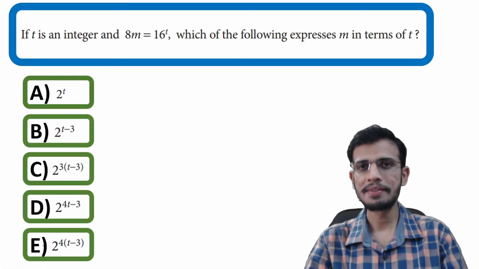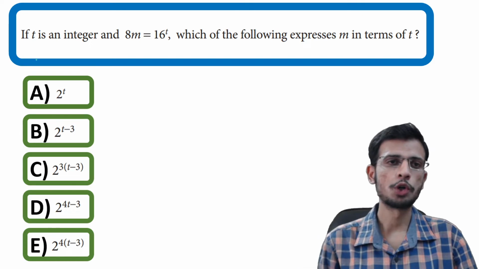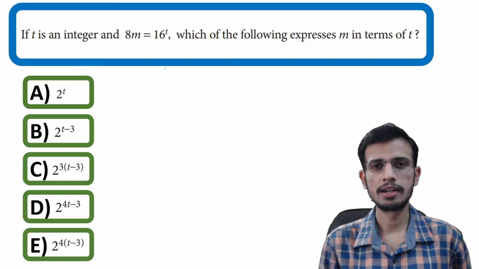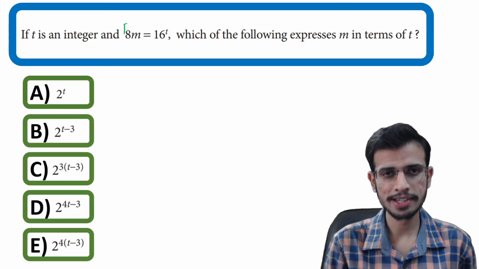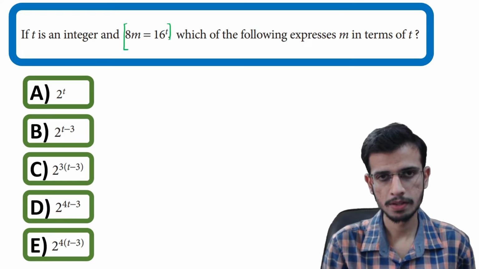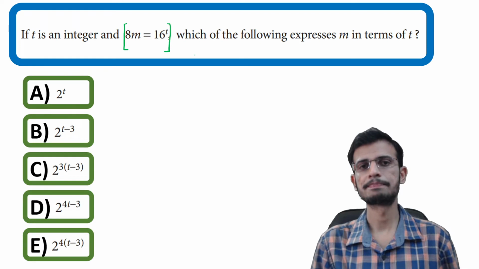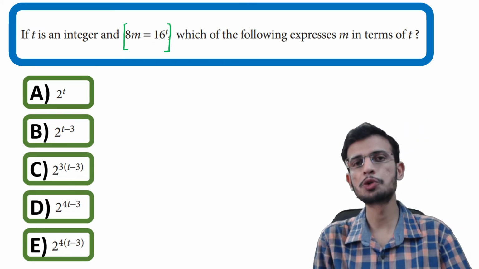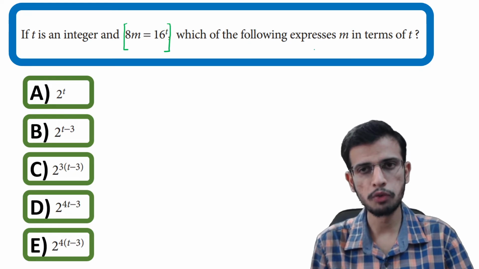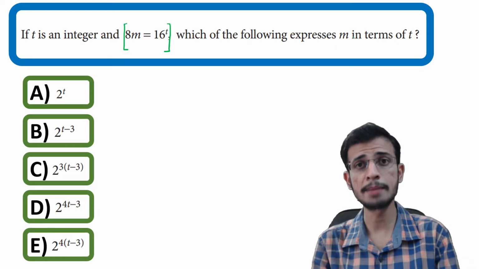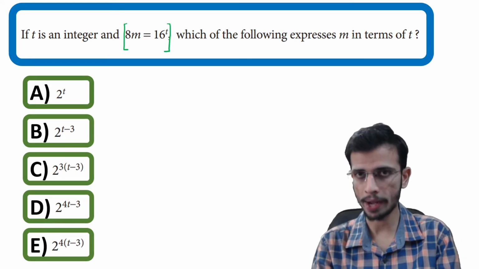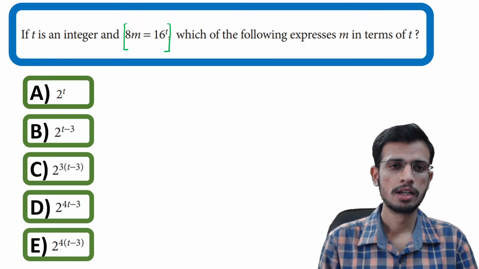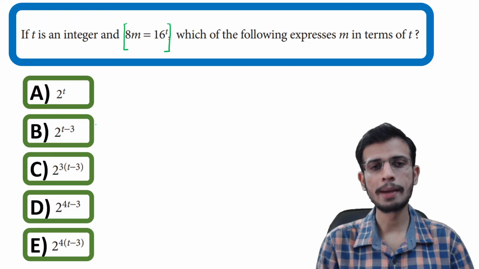And this question is very easy, right? So t is an integer and we are given this equation. T is an integer and 8 times m is equal to 16 raised to t. Then which of the following expresses m in terms of t? We have to find the value of m in terms of t, right? 2 raised to t, 2 raised to t minus 3.